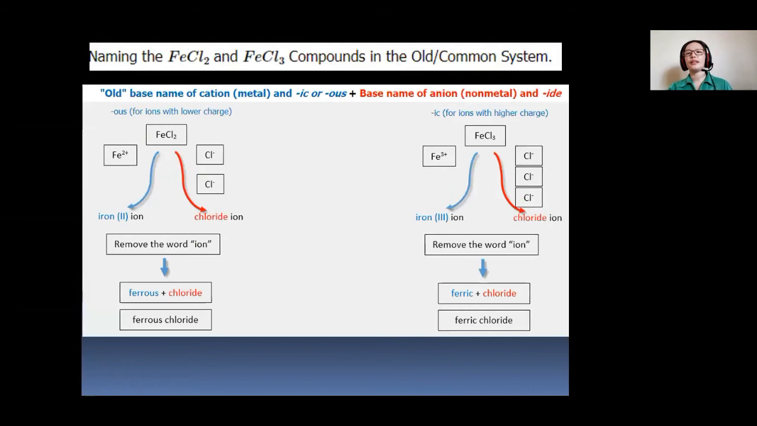For the classical, using the same example, FeCl2 will be named ferrous chloride. It's the lower one. But if it is higher, it will be named ferric chloride.